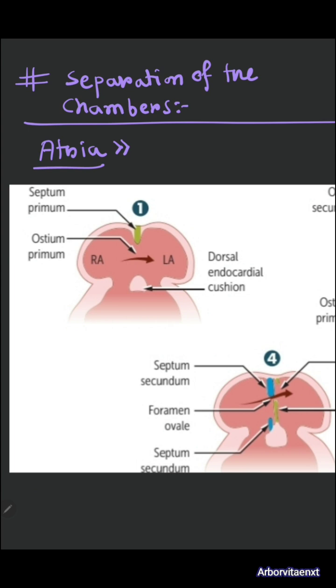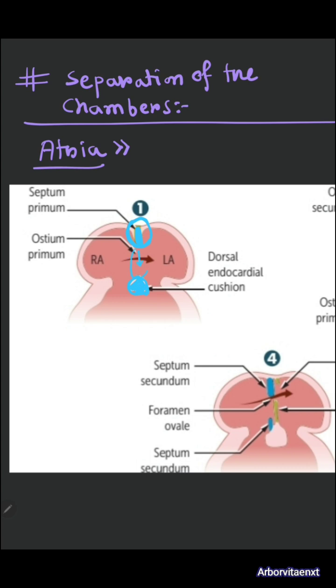Now, after the events of the cardiac looping have started, we'll see what happens inside the heart. So, separation of the chambers is occurring. So, in atria, the first thing that occurs is development of the septum primum. You can see here, this is the septum primum which is developing. And it grows towards the endocardial cushions. So, this structure is known as the endocardial cushion, and septum primum tends to grow towards it.